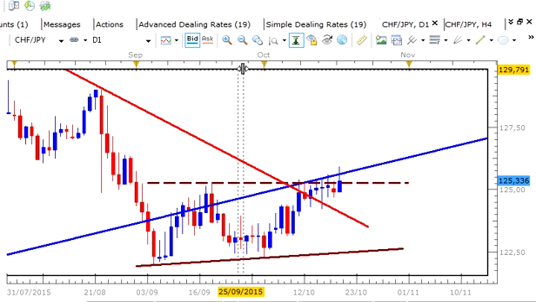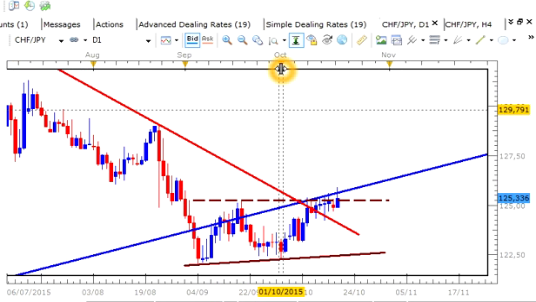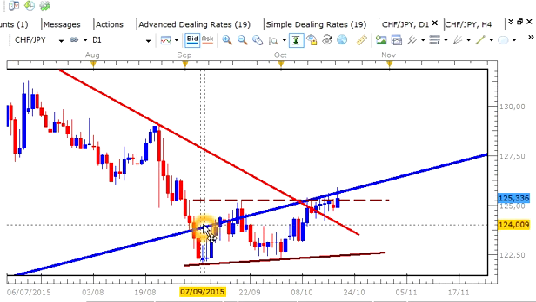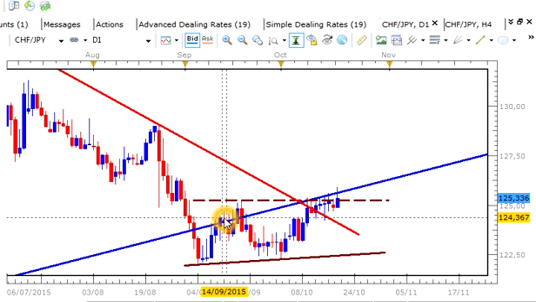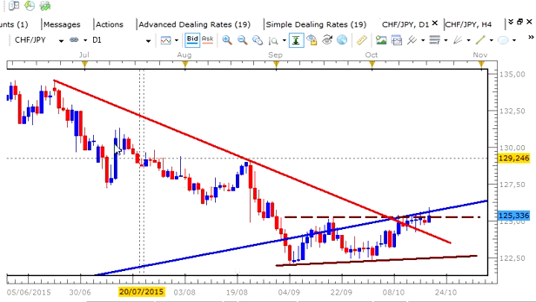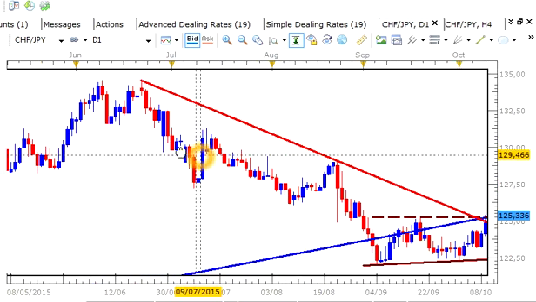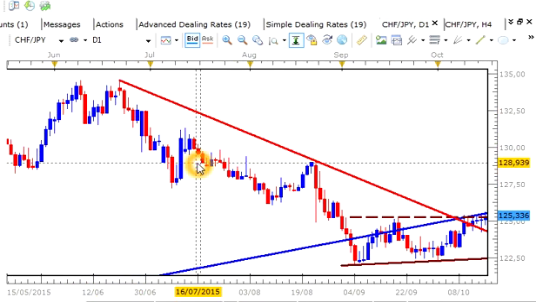Now, as you can see here, the market has basically been moving in a sideways pattern over the last several weeks. This has basically been in keeping with the projection based on what I had seen in the downtrend that was formed here earlier this year.